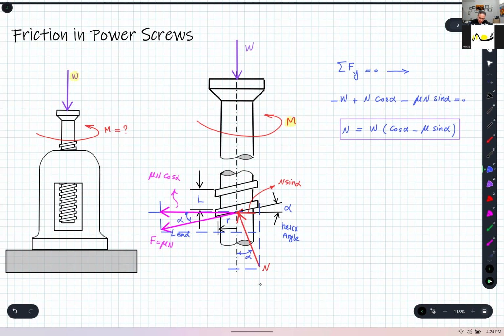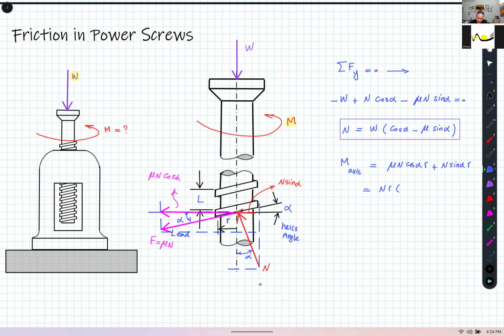So the moment about the center axis, M, is equal to mu N cosine alpha multiplied by the radius, plus N sine alpha multiplied by R. If I factor N and R, I'm going to have here sine alpha plus mu cosine alpha. I can substitute N with what we found.